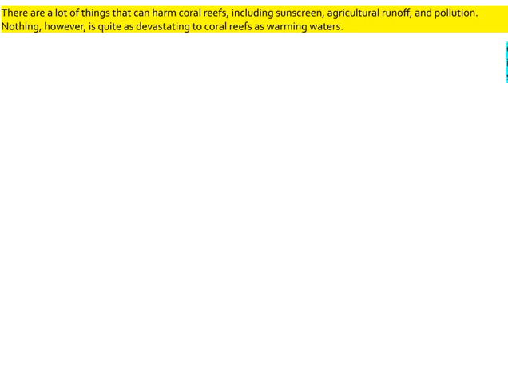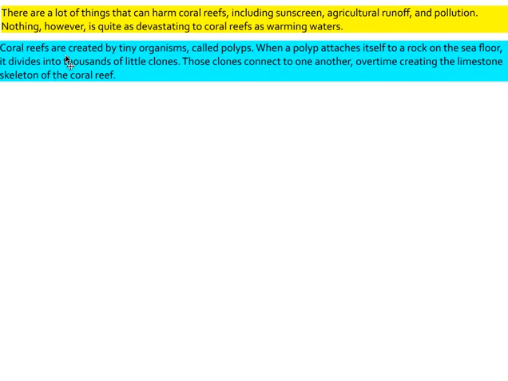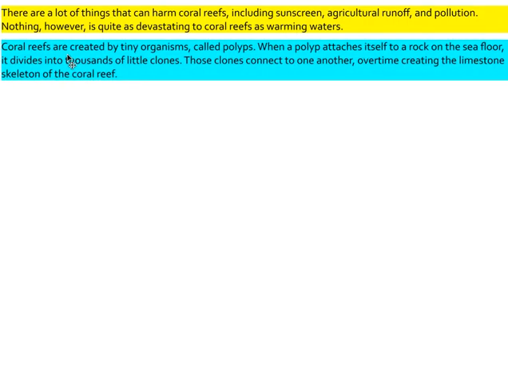So I'm going to start with some of my elaboration. This is my explanation in my own words. I'm really here going to explain the science of coral bleaching. Coral reefs are created by tiny organisms called polyps. When a polyp attaches itself to the rock of the seafloor, it divides into 1,000 little clones. Those clones connect to one another, over time creating the limestone skeleton of the coral reef.